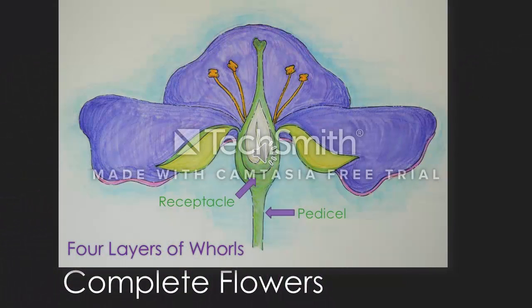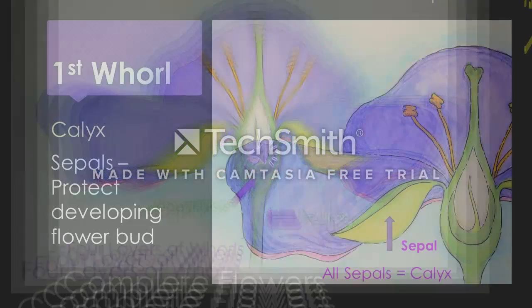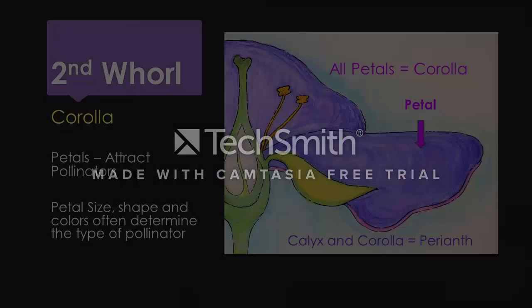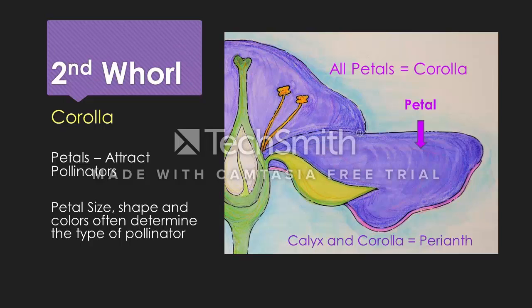In this illustration, we see a complete flower. What I want you to notice is that the receptacle, where all four whorls are attached, is the swollen end of the pedicle. The first whorl is the calyx. These are the sepals, and as I said earlier, they protect the developing bud. The second whorl is the corolla. It consists of the petals, and of course, petals attract pollinators.